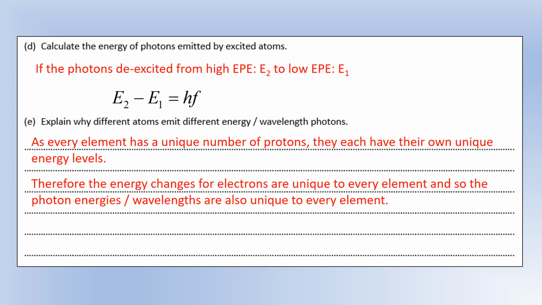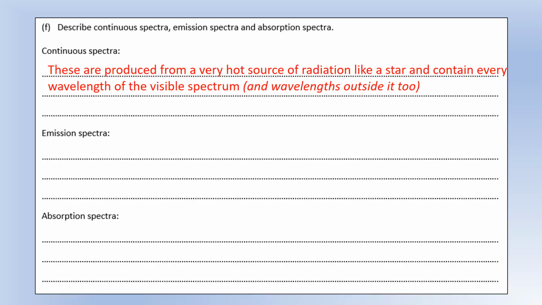And therefore, the energy transitions, or energy gaps as they're sometimes called, are going to be different for every element. So then the photon energies, and therefore the wavelengths, will also be unique to every element. So we can make use of that in our study of the stars, because what we should get from a star is a continuous spectrum of light.